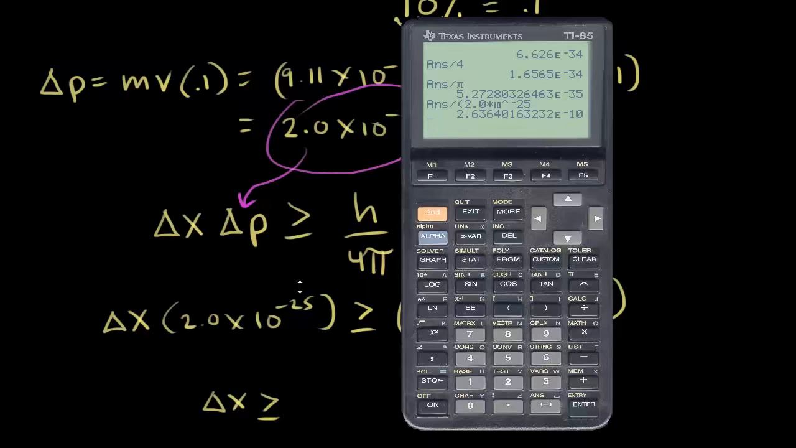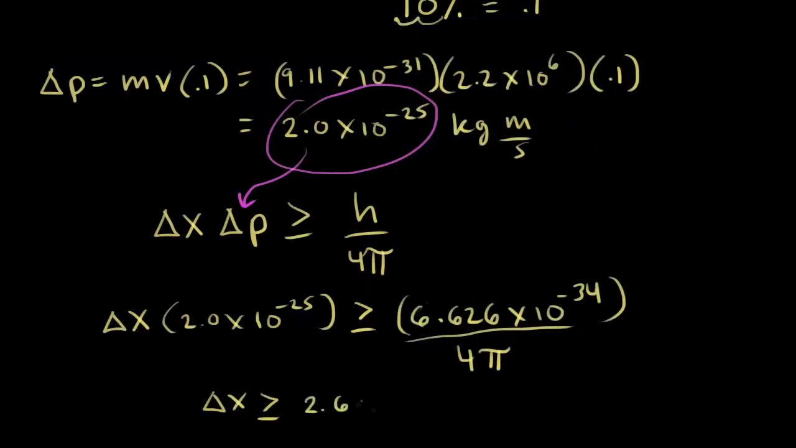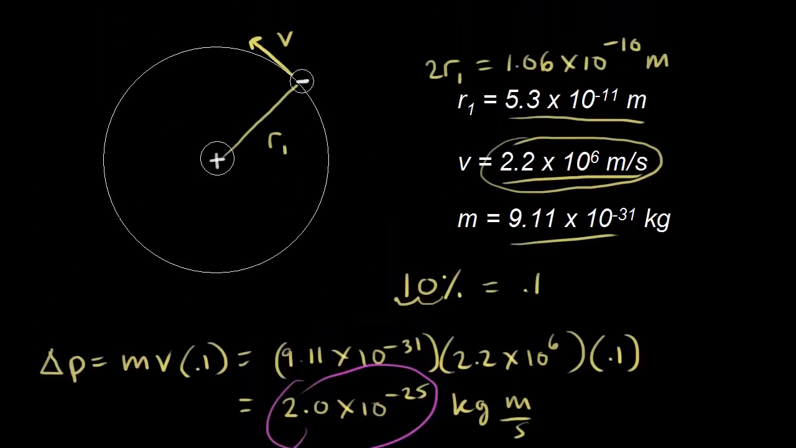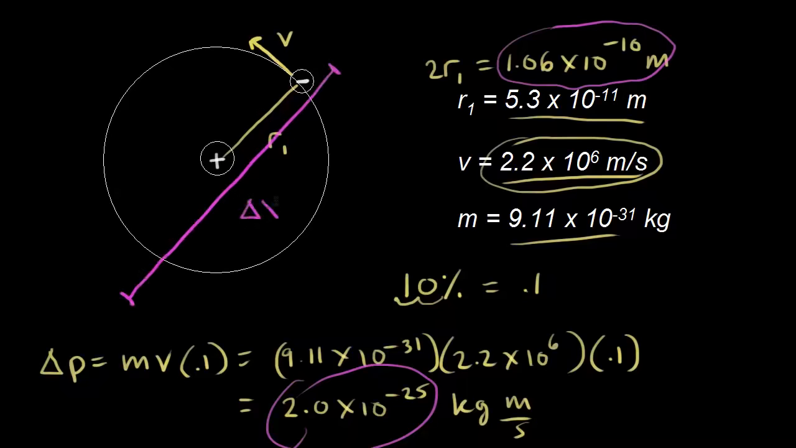So the uncertainty in the position must be greater than or equal to 2.6 times 10 to the negative 10, and if you worked out your units, you would get meters for this. So the uncertainty in the position must be greater than or equal to 2.6 times 10 to the negative 10 meters. Let's go back up here to the picture of the hydrogen atom. 2.6 times 10 to the negative 10 meters is greater than the diameter of our hydrogen atom. So the uncertainty in the position would be greater than the diameter of the hydrogen atom using the Bohr model.